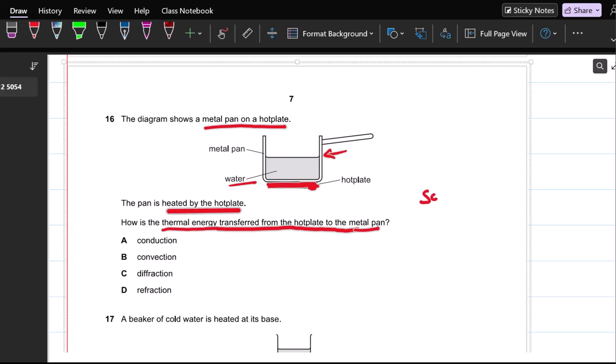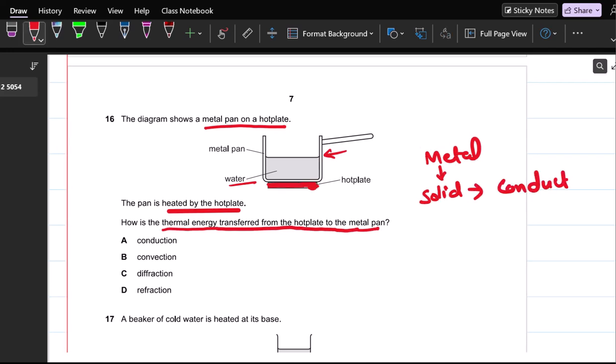So in solids, metal is a solid. You know what occurs? Thermal energy is transferred due to conduction. So it is going to be A.